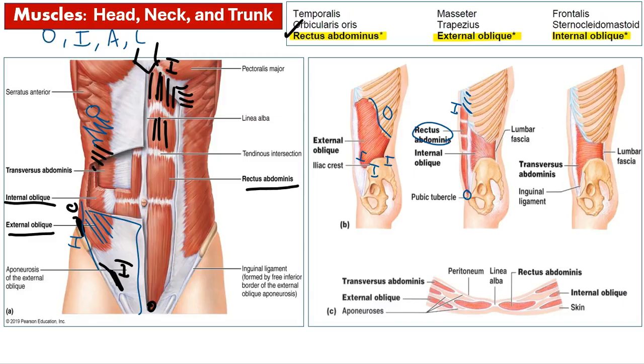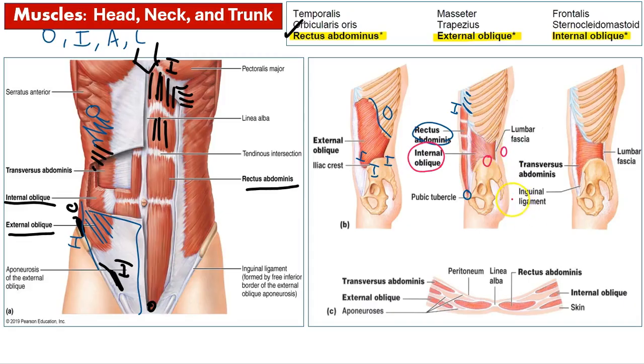our internal oblique. I will talk a little bit about transverse later, but internal oblique, as you can see again, what's the origin of the internal oblique? It's going to be the lumbar fascia. So that's just going to be connective tissue in the lumbar here. That's going to be an origin point. What else did we say? We said the iliac crest. So again, more of an origin point.